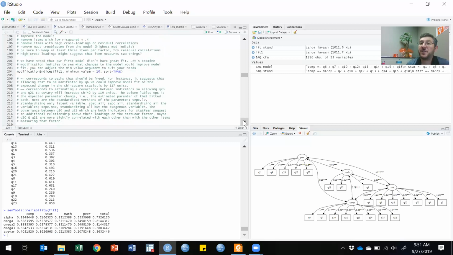So, we noticed our first model didn't fit. The data didn't have great fit. One thing we can do is see, okay, what modification can I make that might improve the model fit?